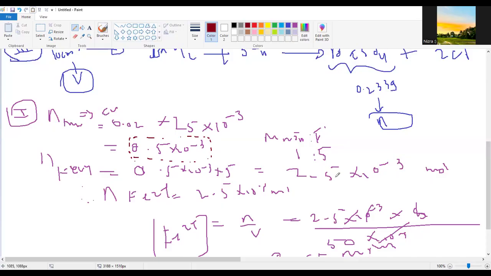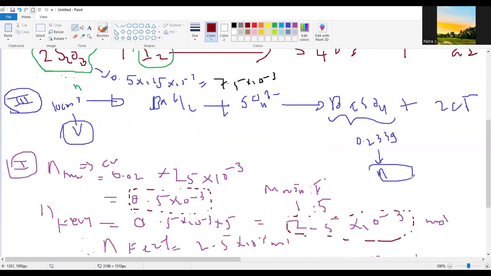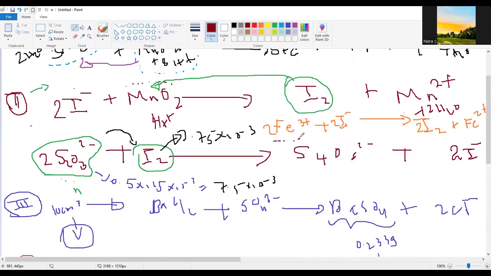So this is the moles of Fe3+ in a 50 cubic centimeter sample, 2.5 into 10 power minus 3 moles. So here we have 2.5 into 10 power minus 3 moles. If you see the Fe3+ to I2 ratio, that's 1 is to 1. Therefore, moles of I2 coming from Fe3+ is 2.5 into 10 power minus 3 moles.